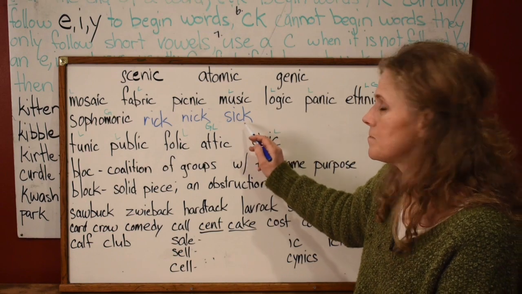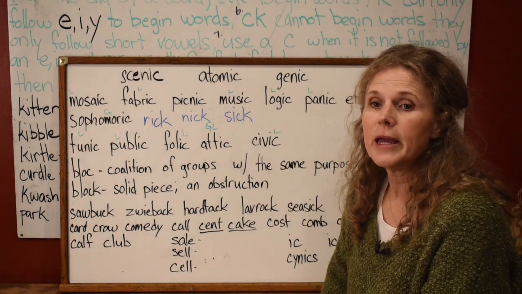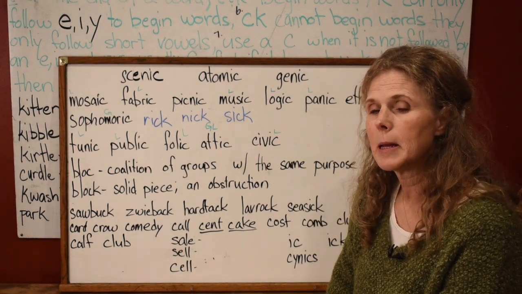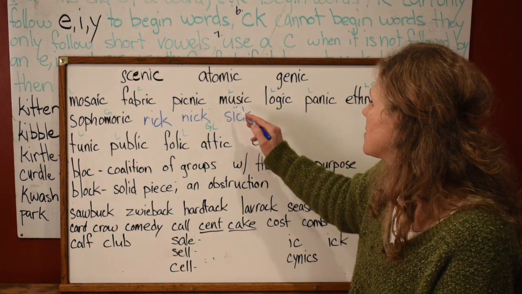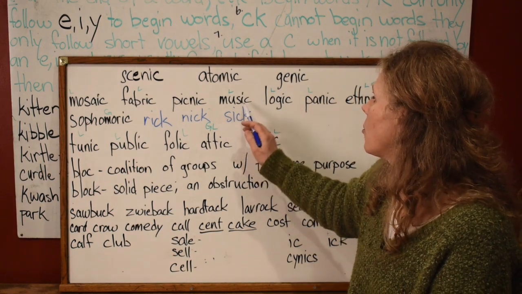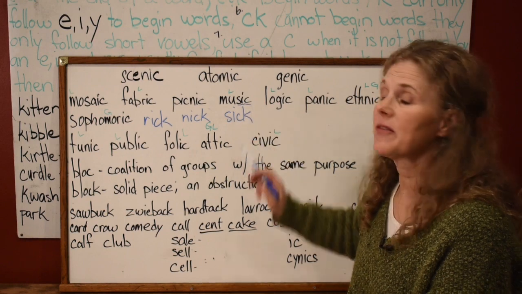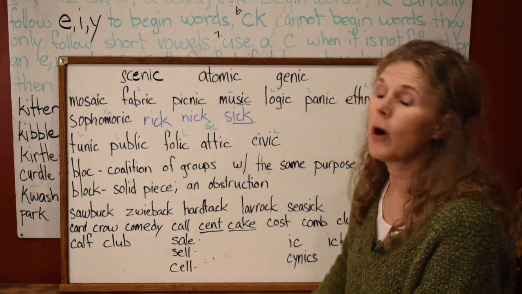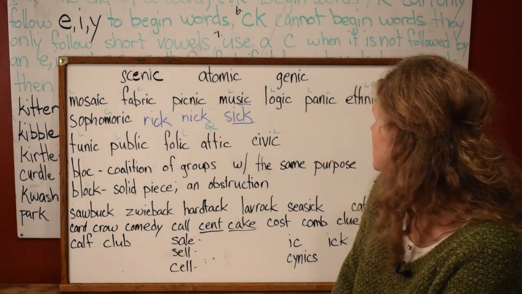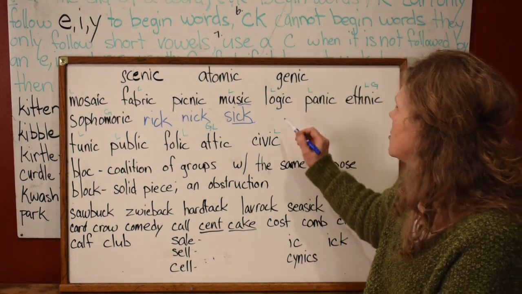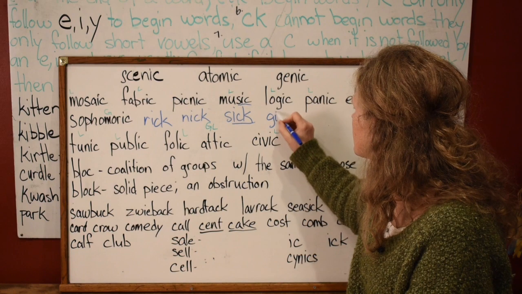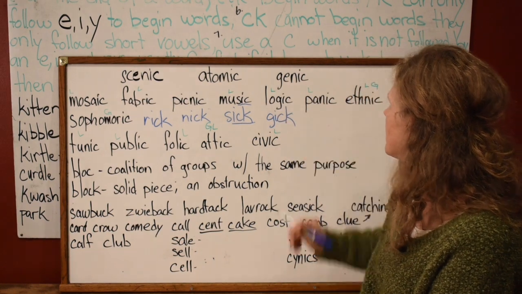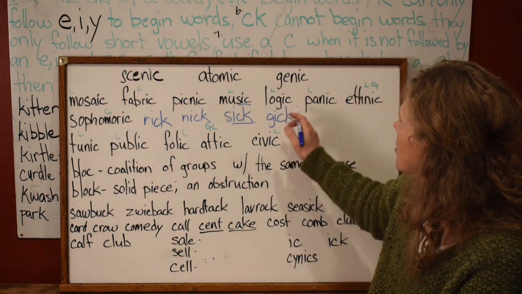Because I-Cs can't be at the end of one-syllable words. So this is only allowed at the end of multi-syllable words. If it's not in a multi-syllable word, you have to spell it I-C-K. How about jick? I-C-K, right? That's not a real word.